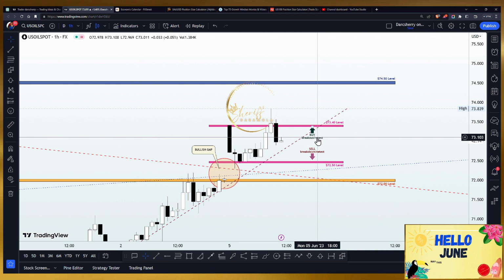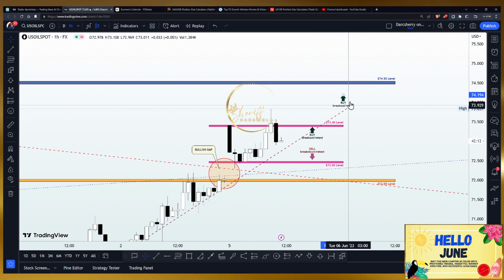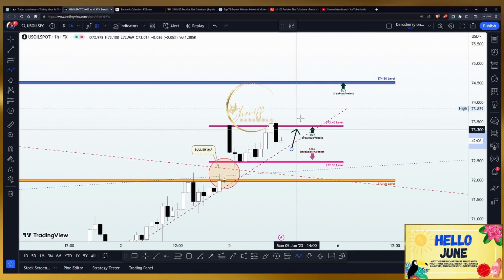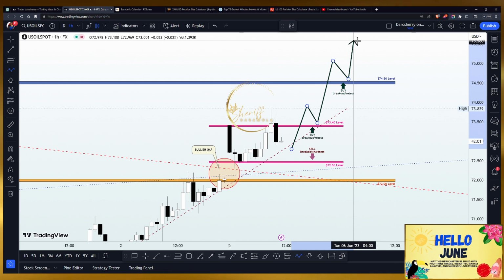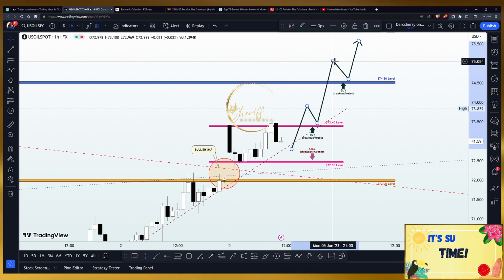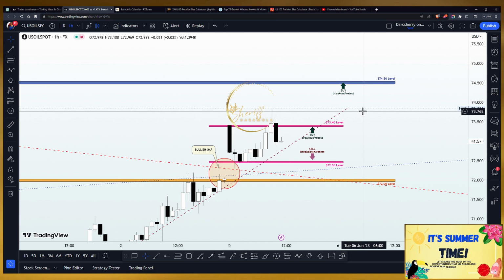And if price action continues to the upside in such a way that it breaks out of this resistance line at the $74.50 level, then definitely we want to be adding more buy position to our existing trade. So that's how we are going to be buying the US oil spot for today.